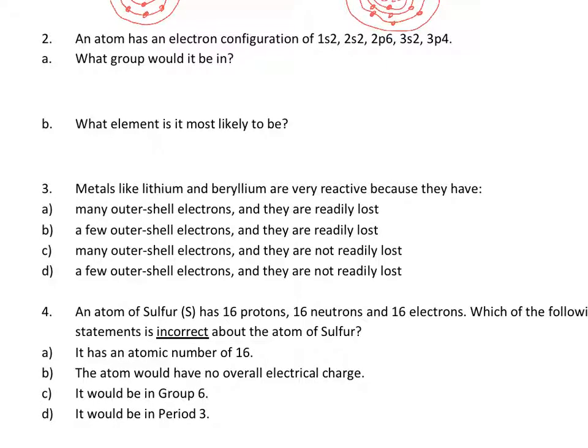So now, an atom has an electron configuration 1s2, 2s2, 2p6, 3s2, 3p4. How many electrons is that? That's 16 electrons. So what group would it be in? If you look into the periodic table, 16 electrons, so there'd be 16 protons. The atom with 16 protons would be sulfur, and that's in group 16. So group 16. What element is it most likely to be? Sulfur, just like I said before, because you're looking at the periodic table.